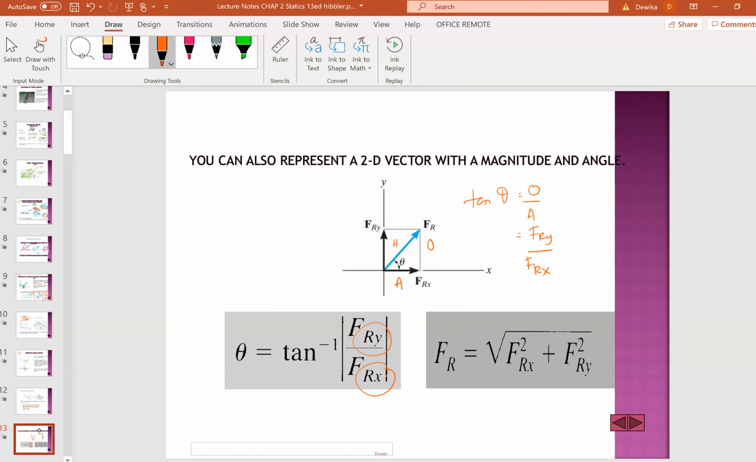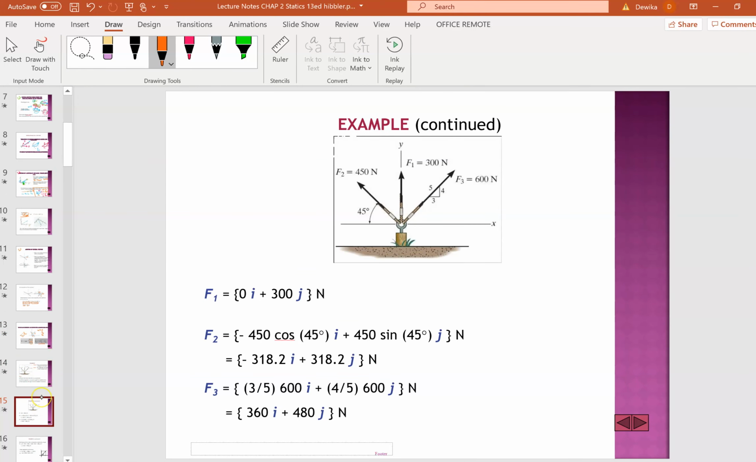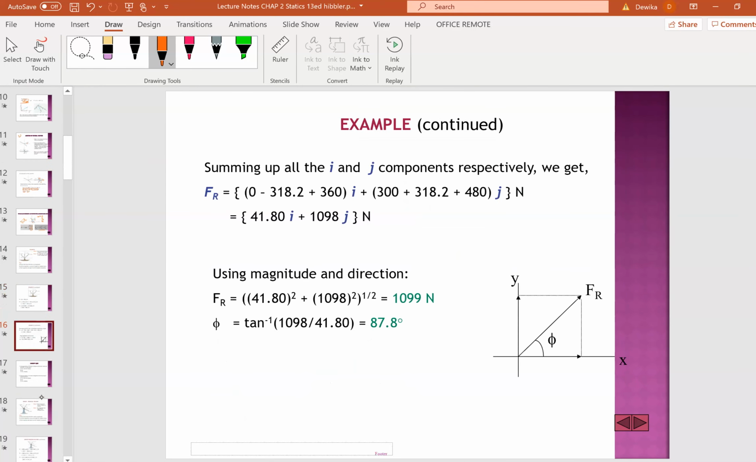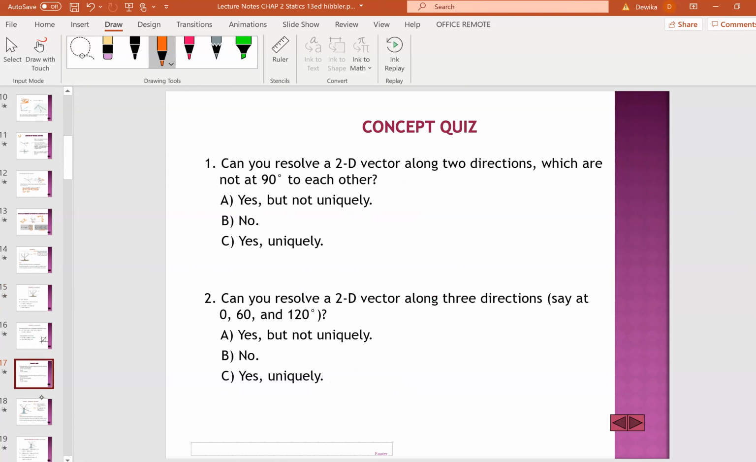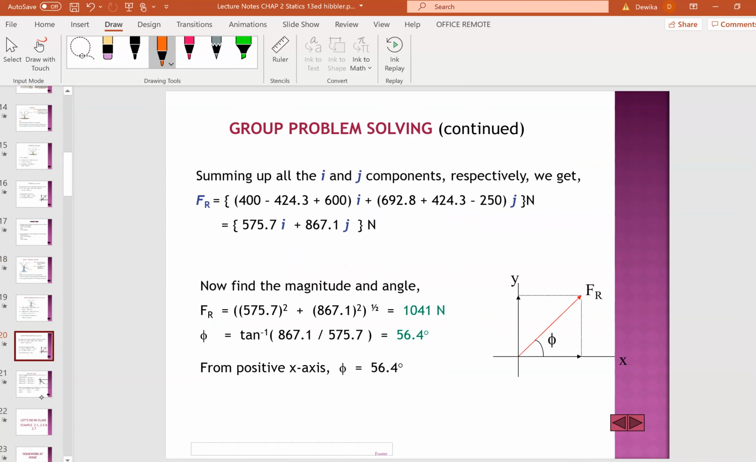Okay, for the resultant, you use your Pythagoras theorem, which is the square root of FRY square plus FRX square. You get the resultant. So this is how you actually solve the question. There are a few examples in the slides itself, which I'm not going to go through. I'm going to go through a more difficult question from the textbook itself.